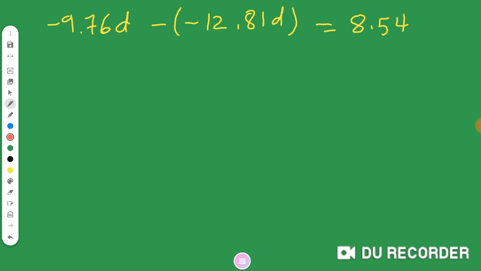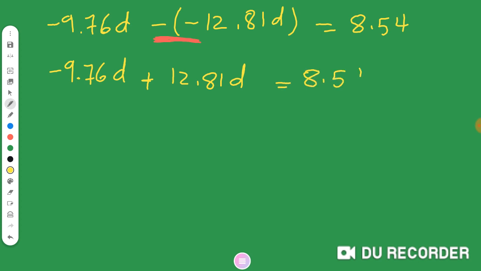Okay, let's do the sign rule. Negative next to negative directly becomes what? Yes, it's positive. So I can write it as negative 9.76D plus 12.81D equals 8.54. Okay, as I told you before, I can add the coefficients together.